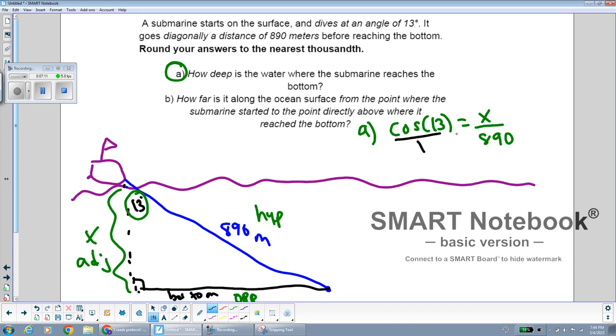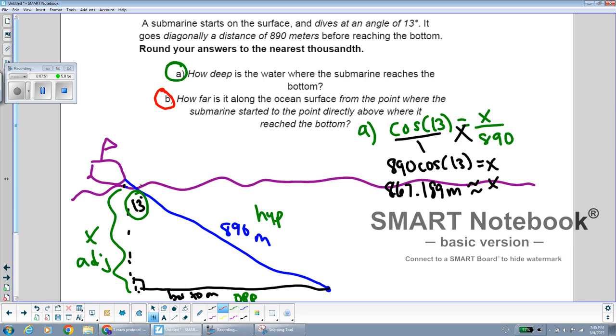I'm going to put this over 1 and cross multiply. I have 890 cosine of 13 is equal to x. I'm going to plug this into my calculator, 890 cosine of angle 13. And it does say to round to the nearest thousandth. That's 3 decimal places. So x is approximately 867.189 meters.